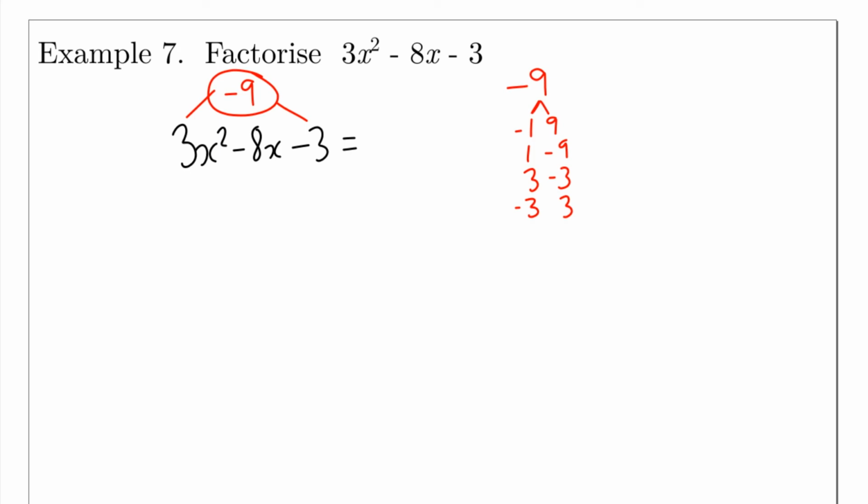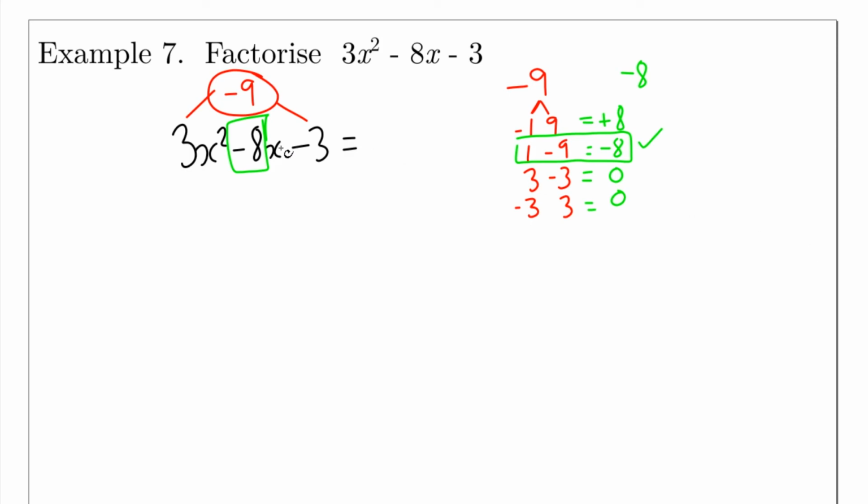So now I want to find which of these pairs of factors adds up to give me minus 8, the middle coefficient. So I want to end up with minus 8, and so I add them all up. Minus 1 plus 9 gives me plus 8, 1 minus 9 gives me minus 8, so this is probably the pair of factors. I'm just going to check. 3 add minus 3 gives me 0, minus 3 add 3 gives me 0. So this is the two numbers.